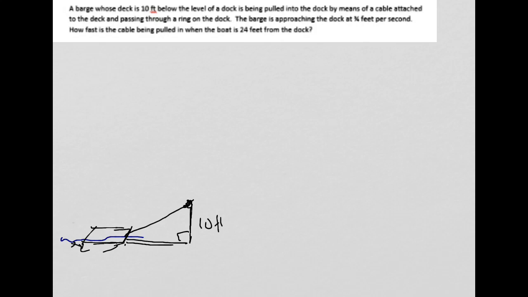I'm going to call that length X. At my snapshot, X is equal to 24, because it says how fast is the cable being pulled in when the boat is 24 feet from the dock. I'm going to call this H for hypotenuse. They say how fast is the cable being pulled, so I want to know dH/dt equals what. And then I want to figure out that H.